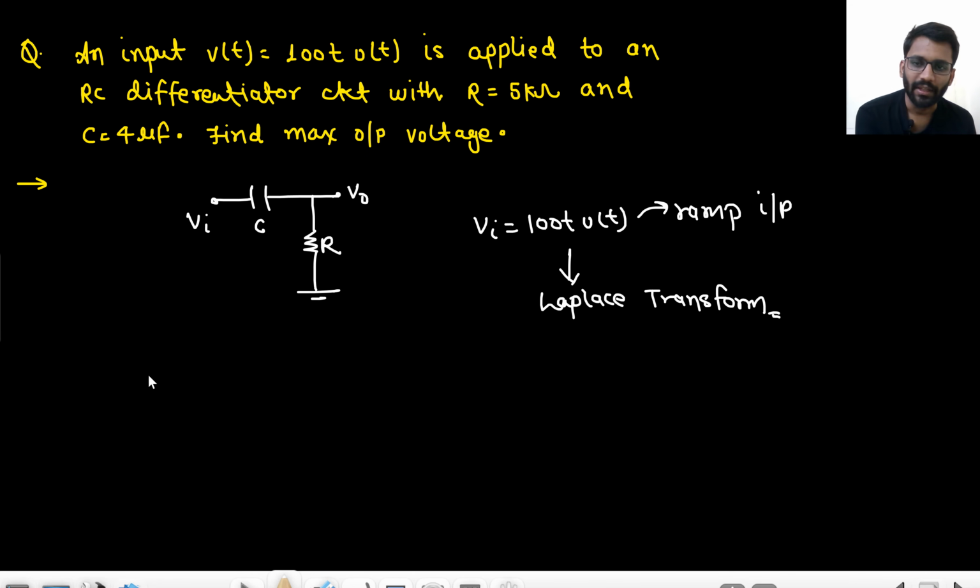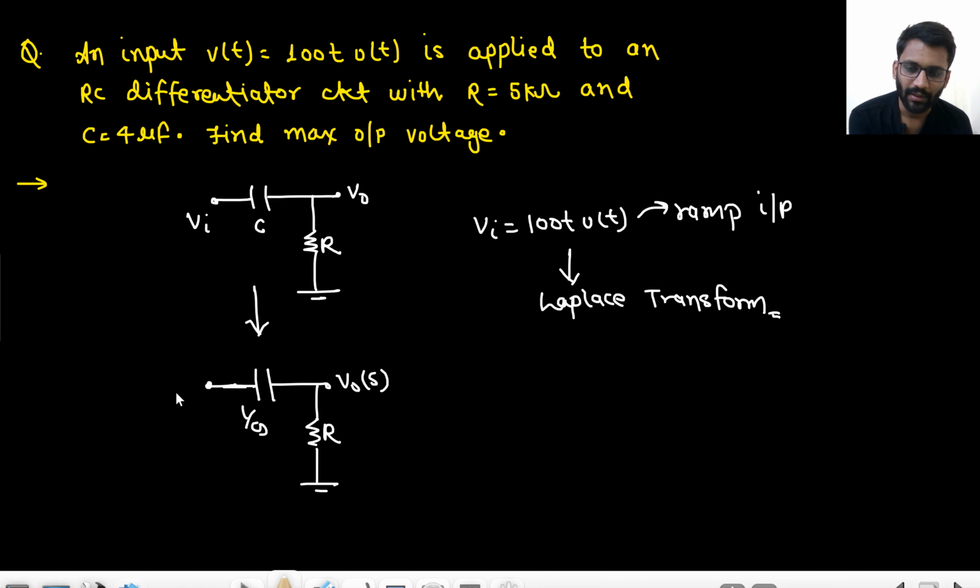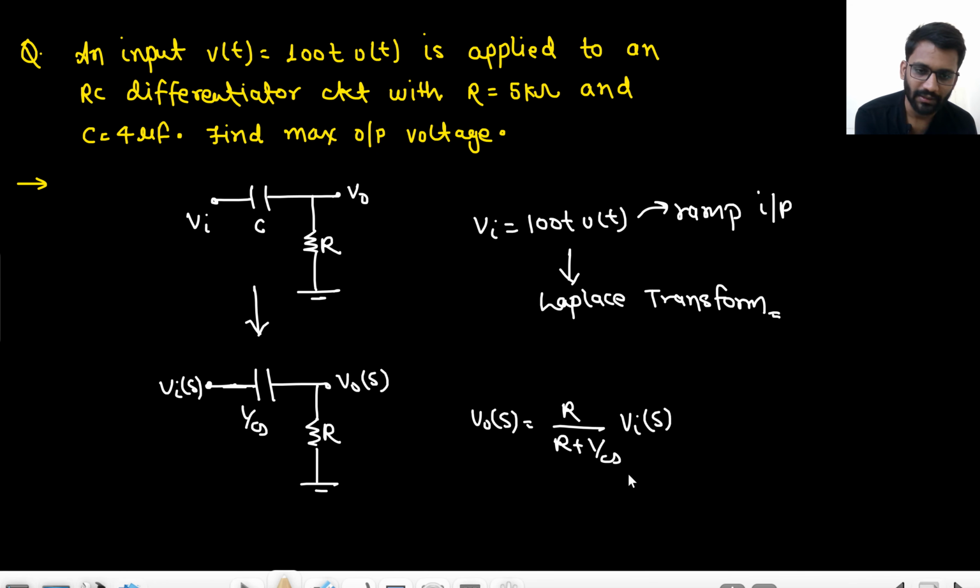So tell me, you have to find the value of V naught, right? Let's apply the Laplace transform in a good manner. I will replace the capacitor with 1 by Cs. This R will be R only, this will be V naught S, this will be V in S. So your V naught S would be R upon R plus 1 upon Cs into V in S. So it would be RCS upon RCS plus 1 into V in S.